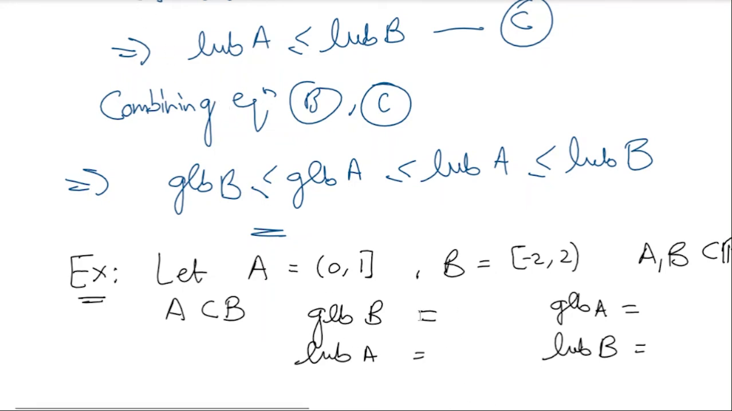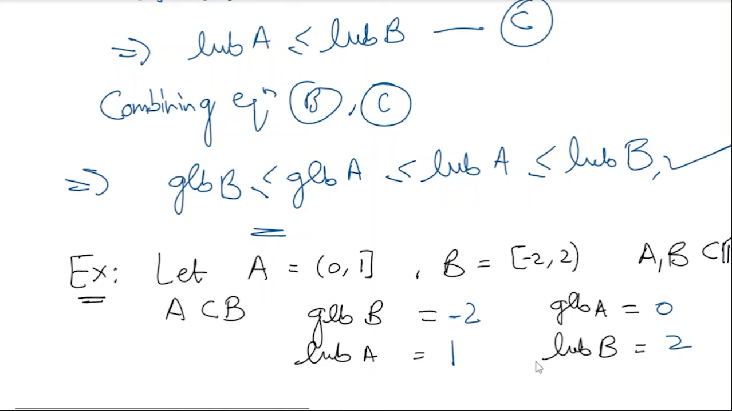So this is the greatest lower bound of the set B. If you apply the definition, you would find that the greatest lower bound would be -2. The greatest lower bound of the set A would be 0. The least upper bound of set A would be 1, and the least upper bound for the set B will be 2. So you can easily verify that this holds. You can substitute the values and check the sign of the inequality.